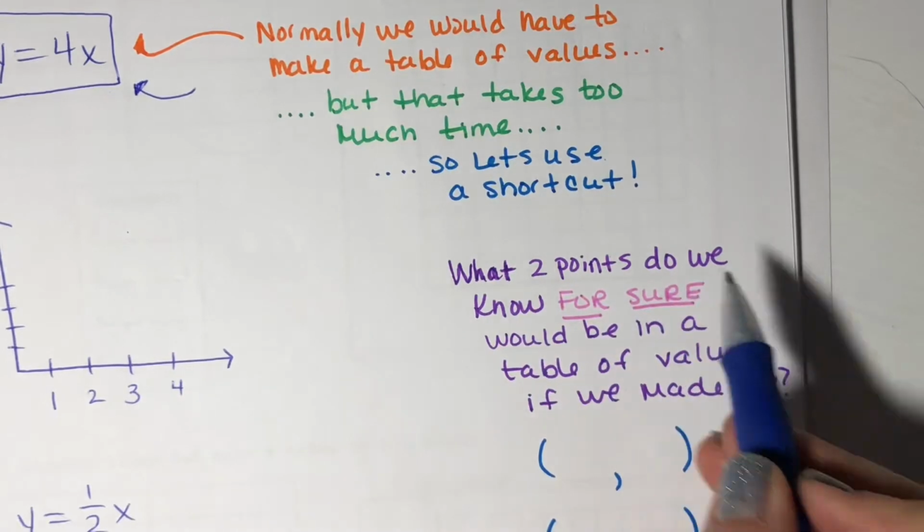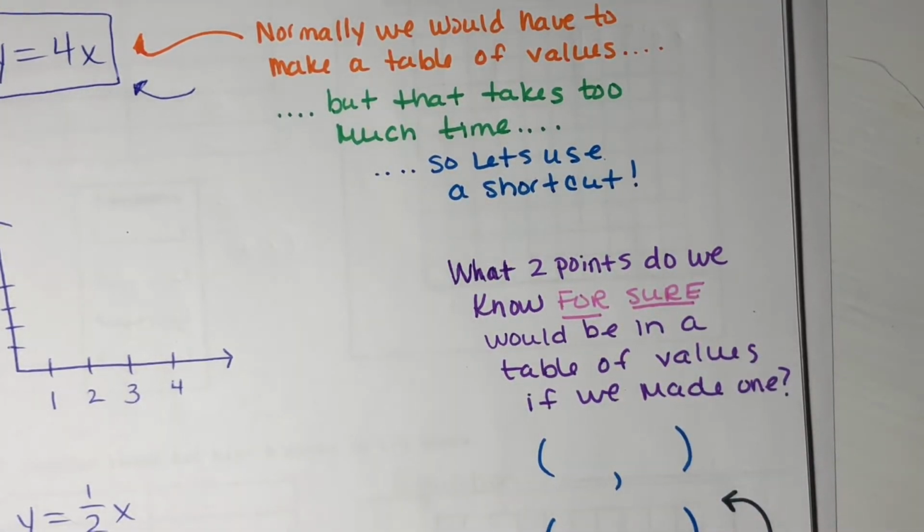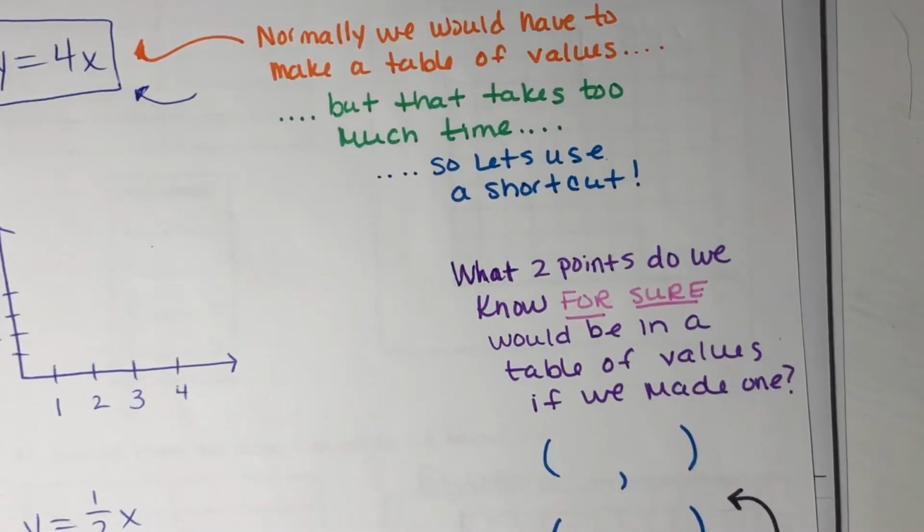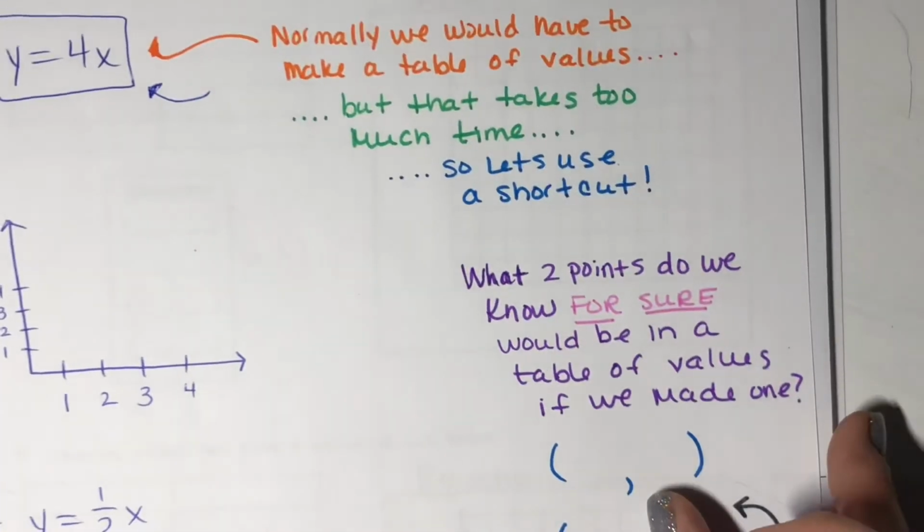What 2 points do we know for sure are in a table of values? Oh my gosh, you're killing me. Somebody come get Hershey.